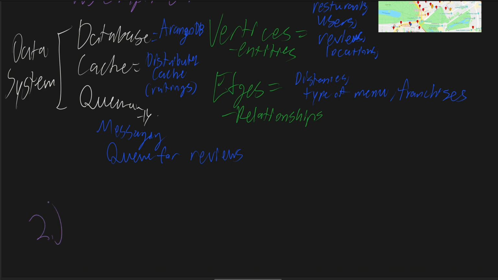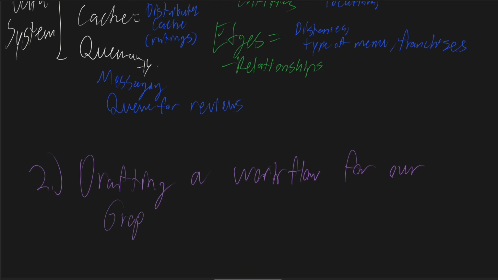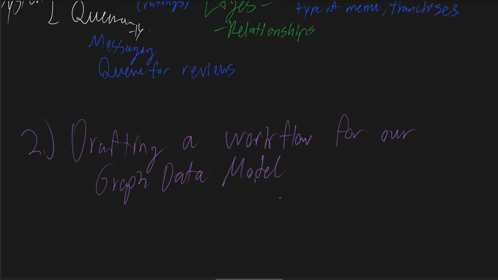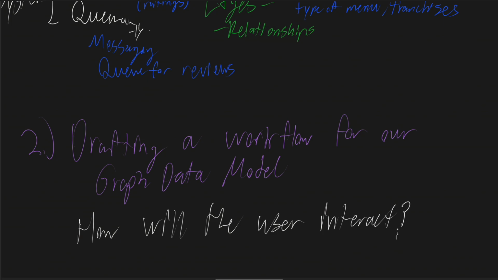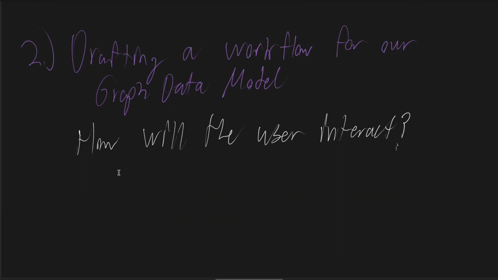So now the second step we need to do is drafting a workflow for our graph data model. And the way we do that is we need to consider how the user searches for restaurants and how the user is going to be interacting. So we've got to ask ourselves, how will the user interact between and within our whole data system?